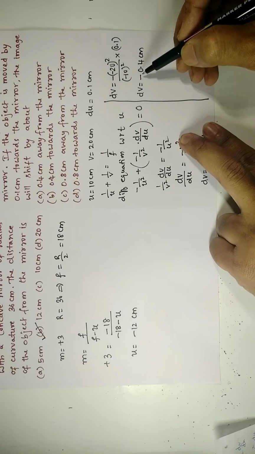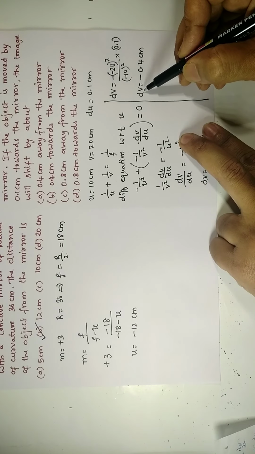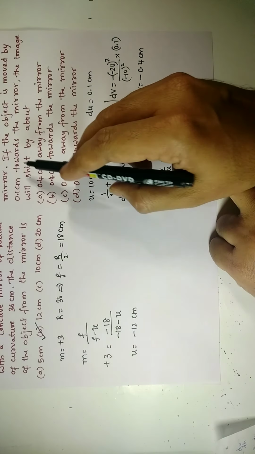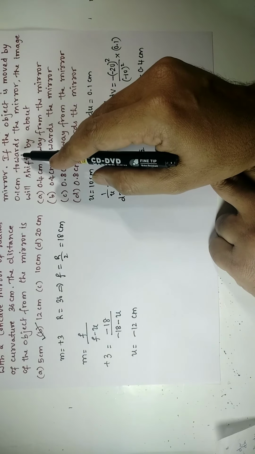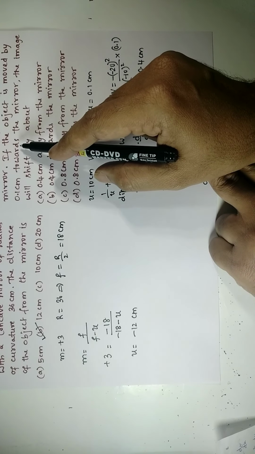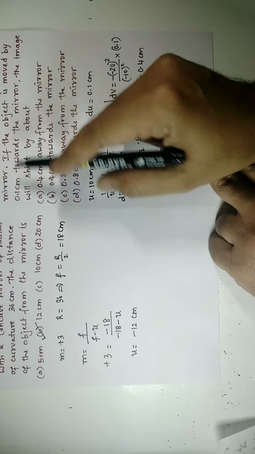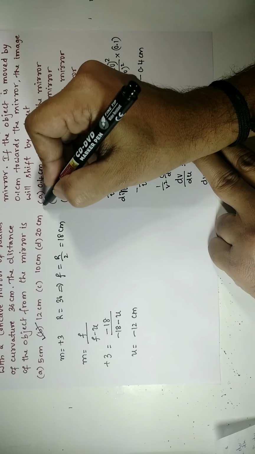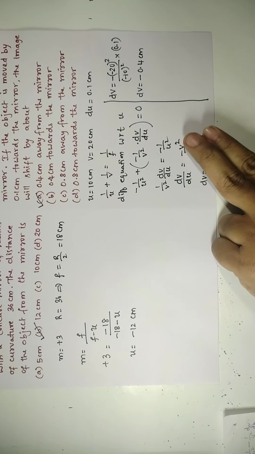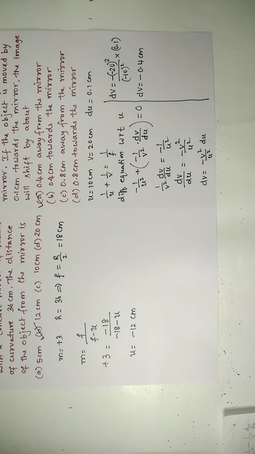Here the negative sign indicates that the image will be moving in a direction opposite to the direction in which the object will be moving. Here it says that the object is moved towards the mirror. So if the object is moving towards the mirror, the image has to be moving away from the mirror. So it will be moving by 0.4 centimeter away from the mirror. As a result, your first option will be valid.